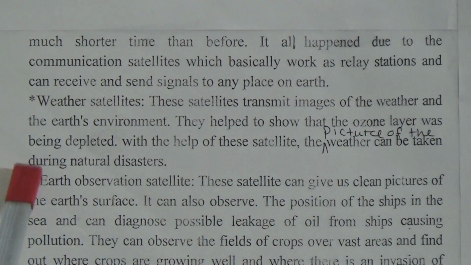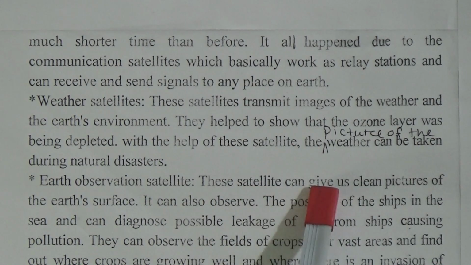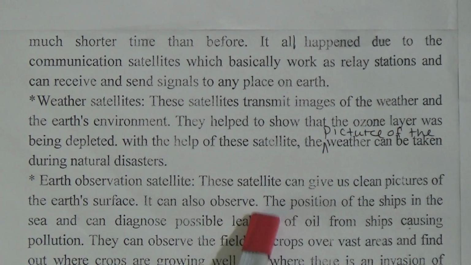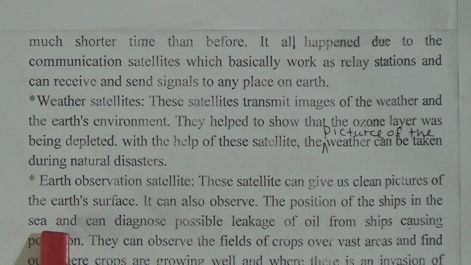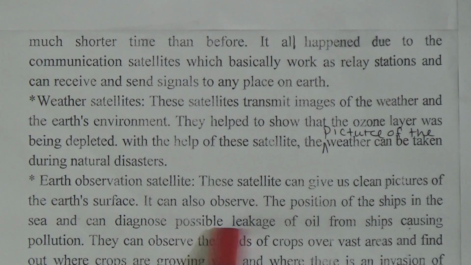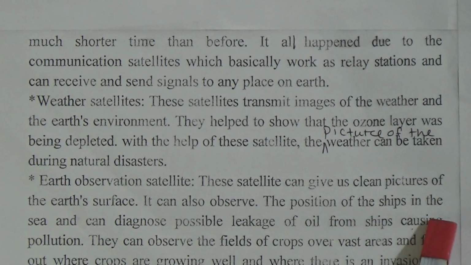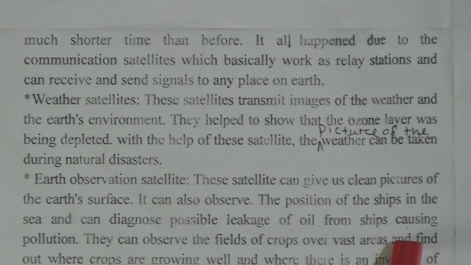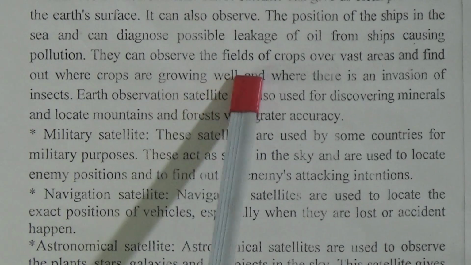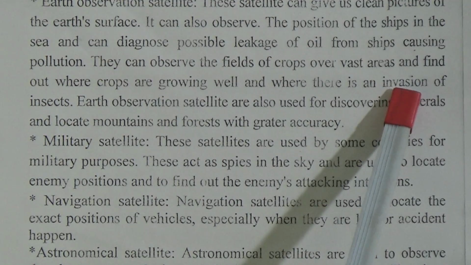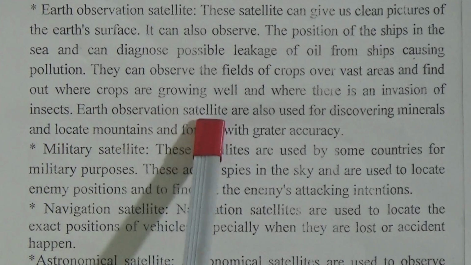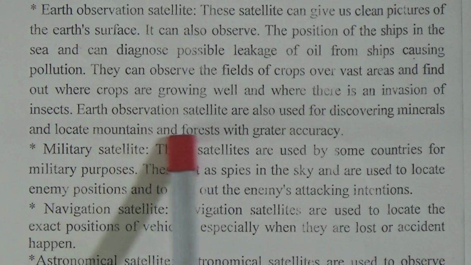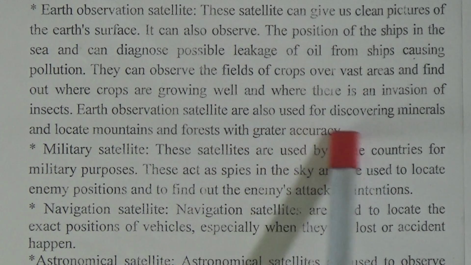Now come to the next one, the earth observation satellite. This satellite can give us clean pictures of the earth's surface. It can also observe the position of ships in the sea and can diagnose possible leakage of oil from ships causing pollution. They can observe the fields of crops over vast areas and find out where crops are growing well and where there is an invasion of insects. Earth observation satellites are also used for discovering minerals and locating mountains and forests with greater accuracy.